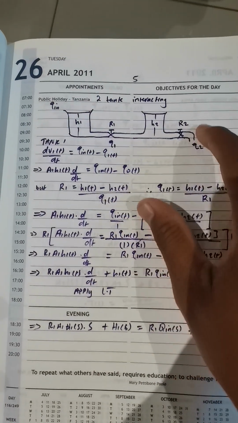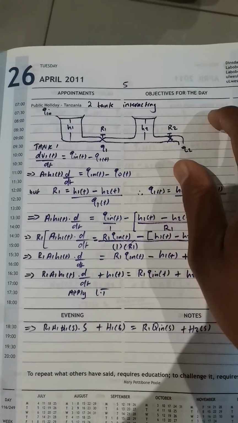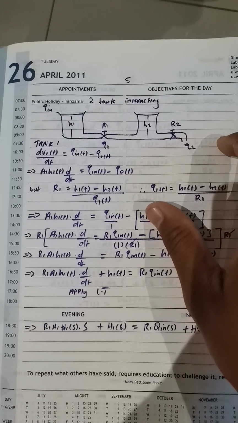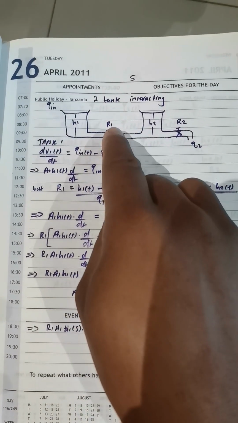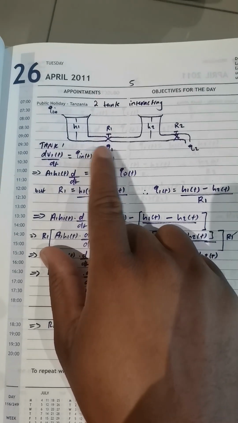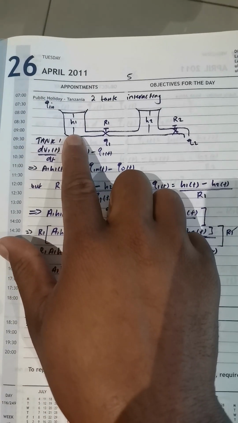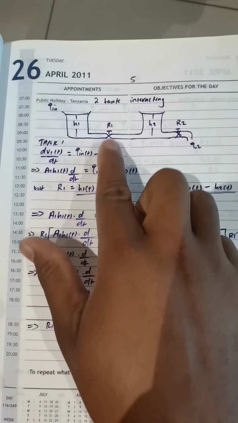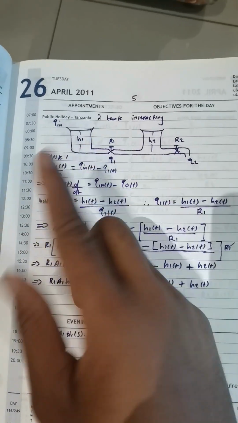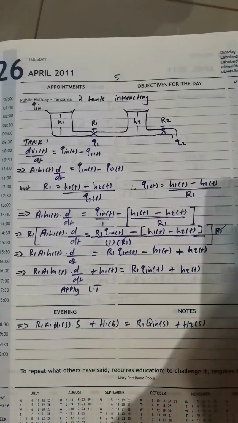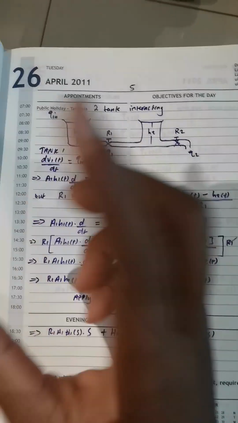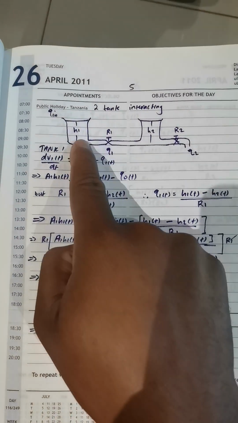So the hydraulic resistance for tank 2 would be H2 at t over Q2, but the hydraulic resistance R1 for Q1 will be H1 minus H2 all over Q1. That's the only difference compared to the non-interacting one. Okay, the general equation: firstly you separate your tanks.